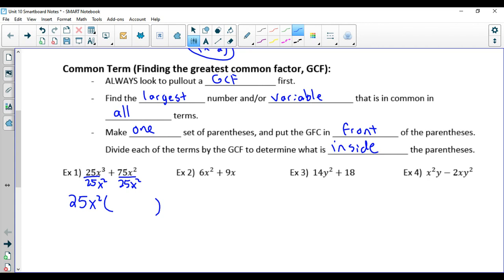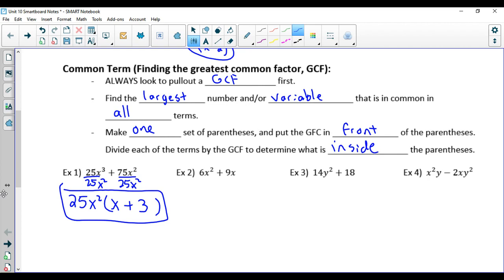So 25 divided by 25 is 1. x cubed divided by x squared is just x, so we subtract the exponents. Then 75 divided by 25 is 3. The x squareds cancel out. This should be done. Remember, you can always double check your work even if you don't write it down. Just do a quick distributive property. 25x squared times x is 25x cubed, which is what we started with. 25x squared times 3 is 75x squared.